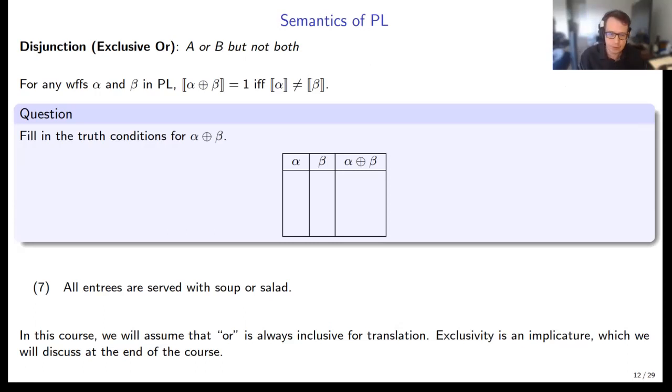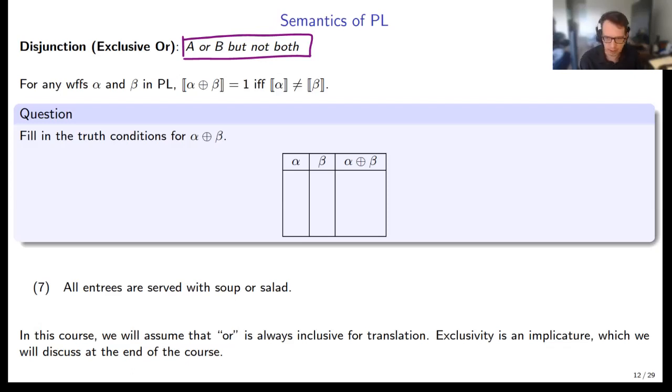Exclusive or. So English doesn't have an individual word for exclusive or. In order to get exclusive or in English, we have to specify it explicitly in semantics. Otherwise, it's an implicature. It's an expectation. So if we want exclusive or to actually be translated, we have to say something like, I want A or B, but not both. Or I want exactly one of A or B.